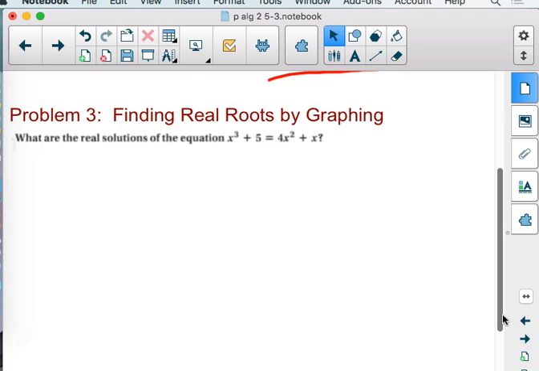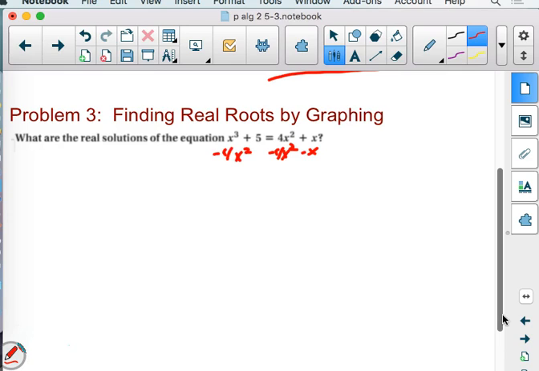But we can't plop it in a calculator if it's not equal to 0. So we do have to do a little math by hand, where we say, hey, I'm going to have to subtract 4x squared, and I'm going to have to subtract an x from both sides to make this work. So x cubed minus 4x squared minus x plus 5 equals 0.